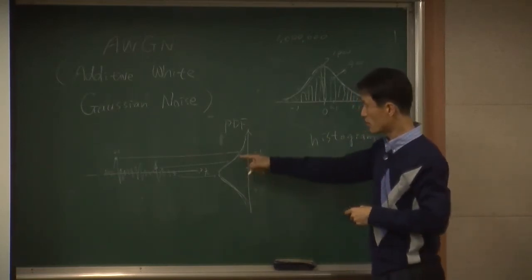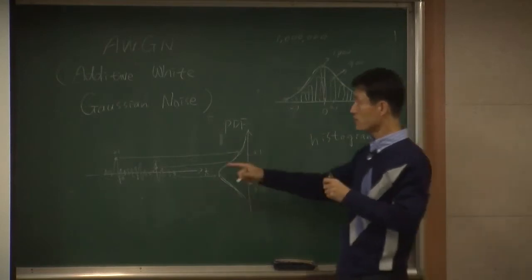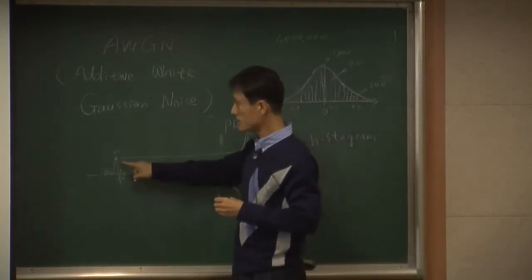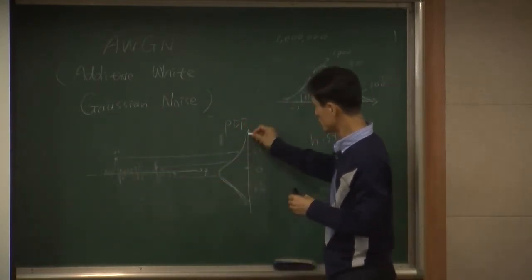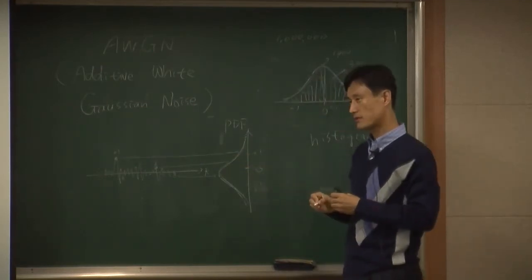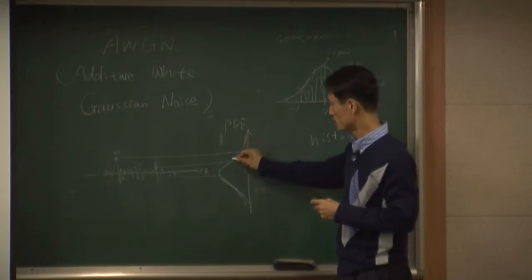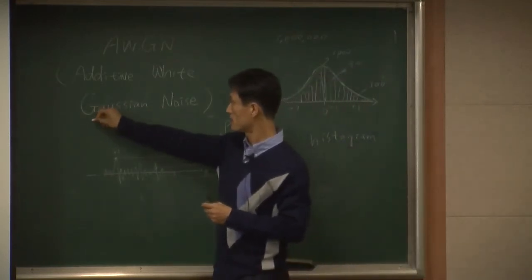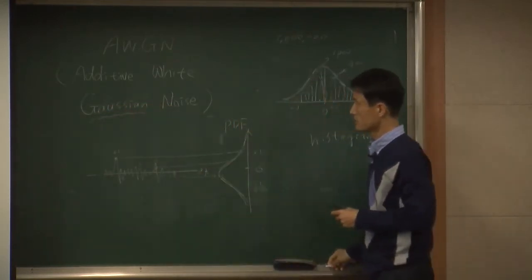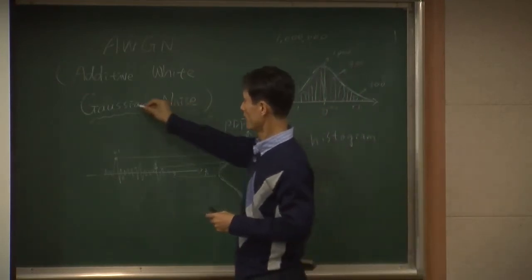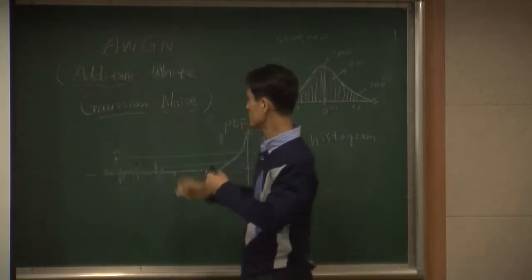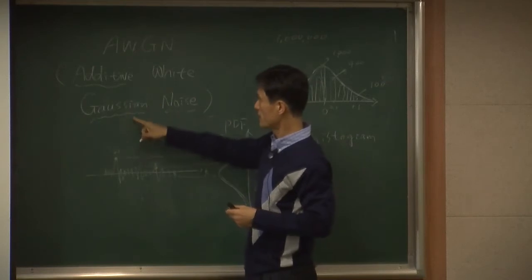Our noise, if you look at the noise sample, will give you a Gaussian distribution. So that's what they mean as Gaussian. And this is just noise, right? And we know that this is additive noise. So that's why we call it additive Gaussian noise.